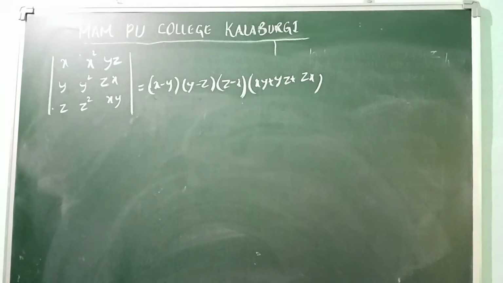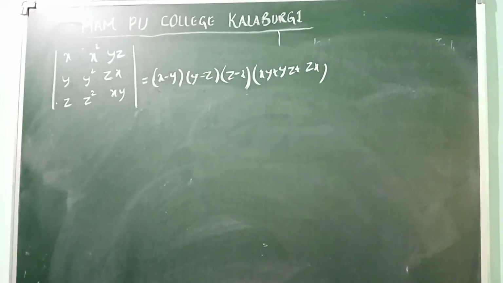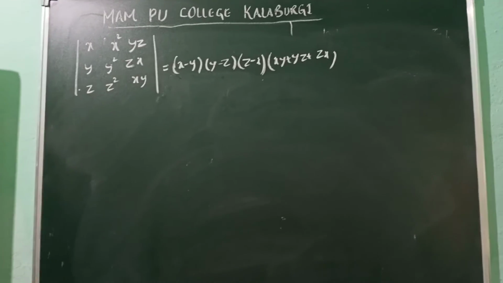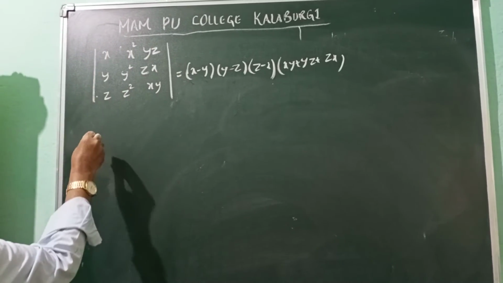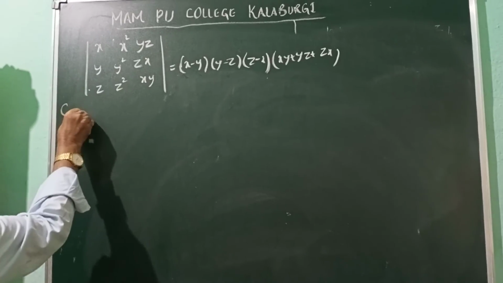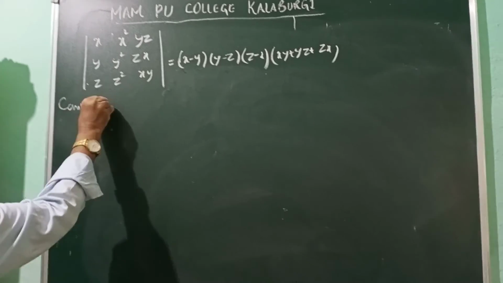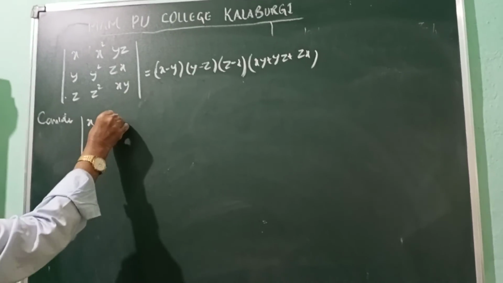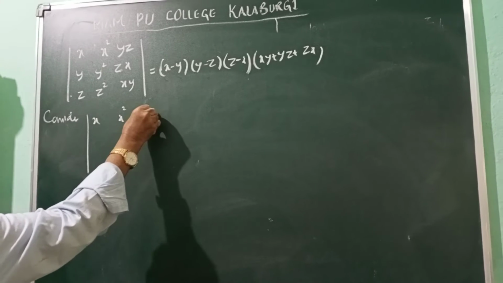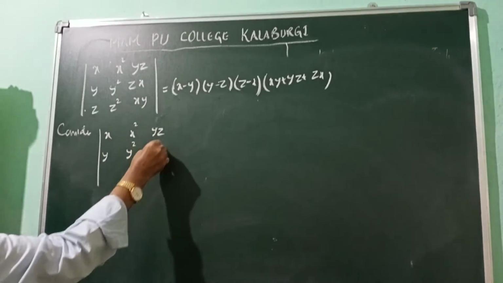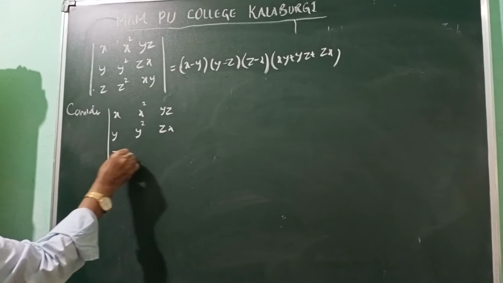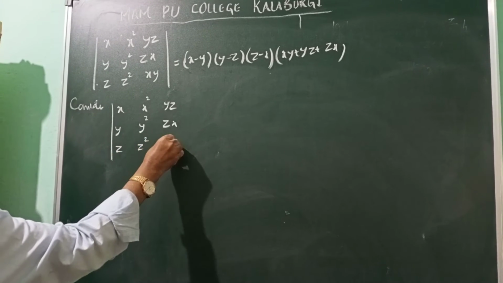Now here also, in the same way, by looking at this we have x minus y common, we can subtract all of it. So consider the left hand side: x square, yz; y square, zx; z square, xy.